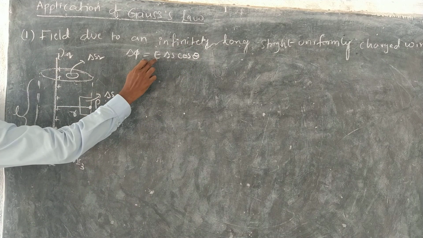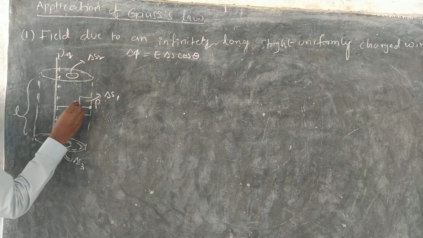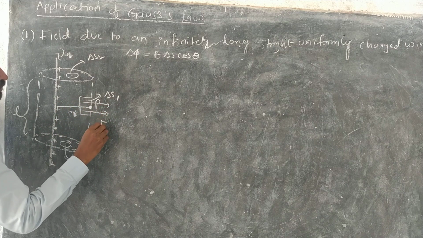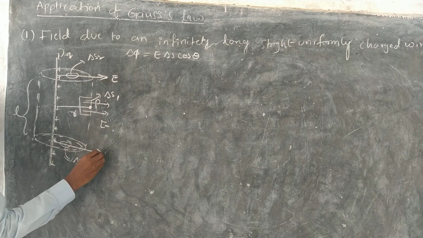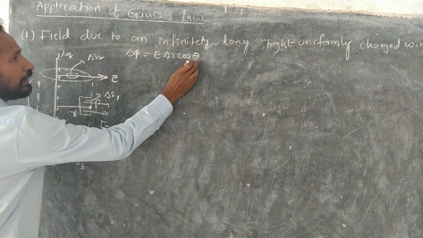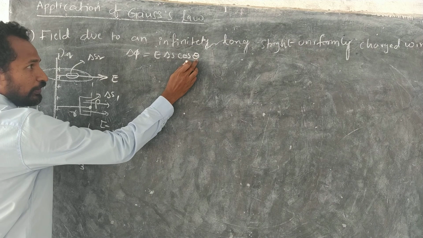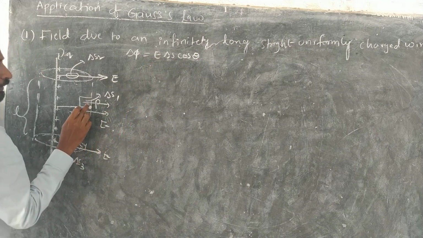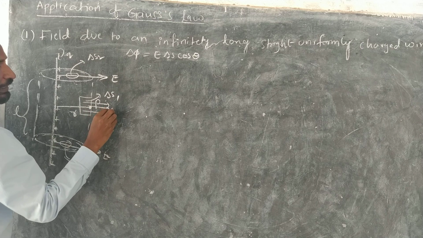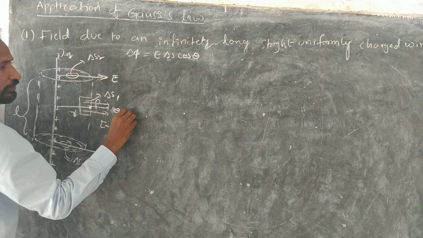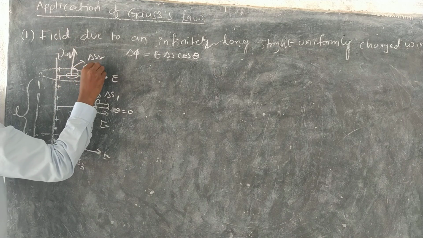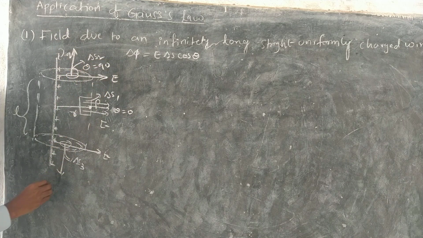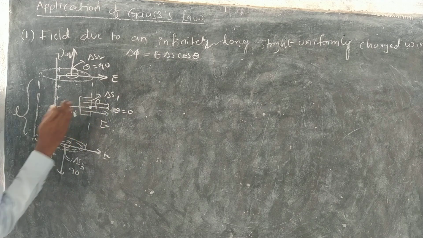Now next we need to take the E direction. For this wire, the field acts radially outward, and here the field acts like this, here the field acts like this. Theta is the angle between the area vector and the field. Here delta S, the area vector acts in this direction, so this angle is 0. Here the area vector acts upwards, so theta is 90. Here the area vector acts downwards, 90. The area vector always acts perpendicular to the surface.